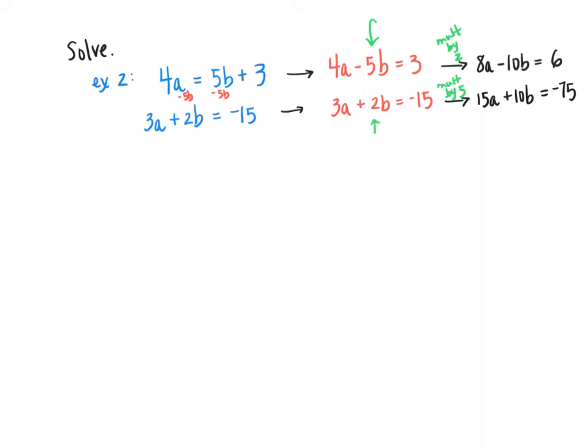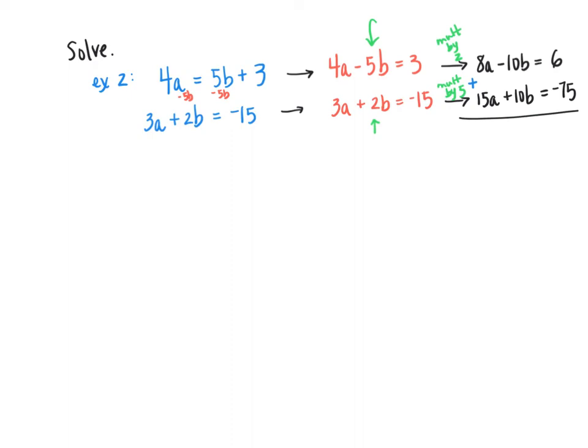Now, why did I pick the b's? Personally, because I already had opposite signs. One was minus 5b and the other was positive 2b. So that's typically what I will pick. You could have done the a's, and if you would have eliminated the a's, you could multiply the top by, let's say, 3, then the bottom by a negative 4. So you definitely have options. So now that I have my 2 equations, I'm just going to add those together.